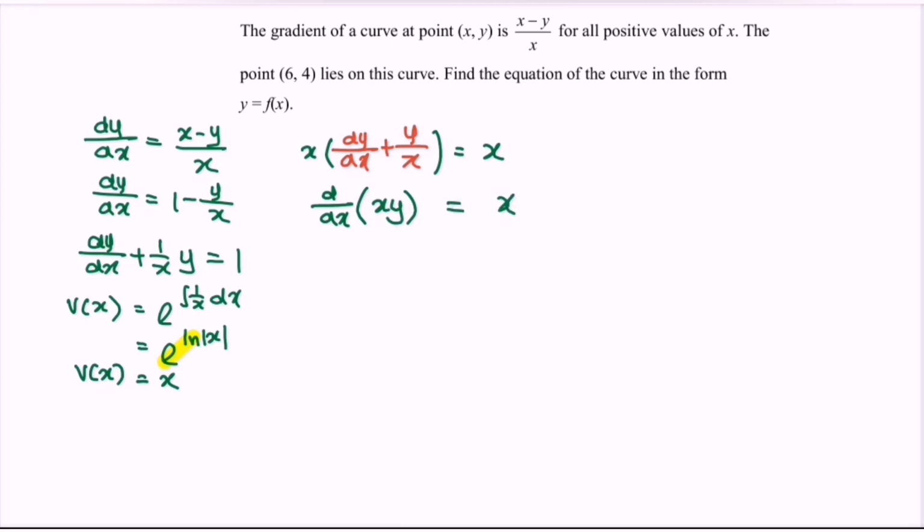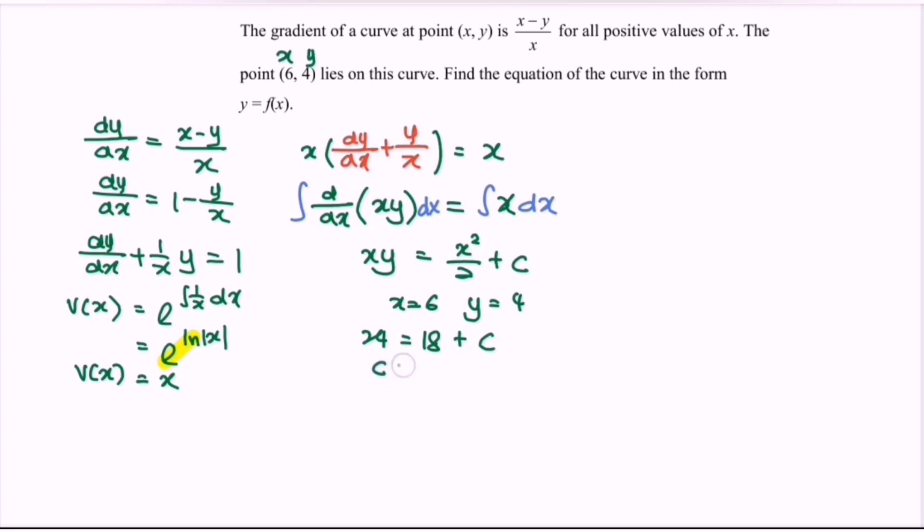Next, add the integration sign with respect to x. For the left hand side, we will have xy, and for the right hand side, we have x squared over 2 plus c. Next, they mention that here we have x equals 6 and y equals 4. In order to find c, we have to substitute x equals 6, y equals 4. So we will have 24 equals 36 over 2, which is 18, plus c. So c will be equal to 6. Finally, we have xy equals x squared over 2 plus 6. So y is equal to x over 2 plus 6 over x.